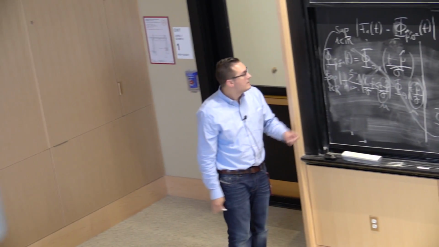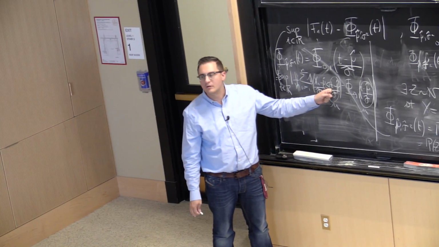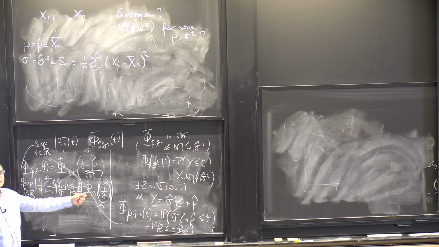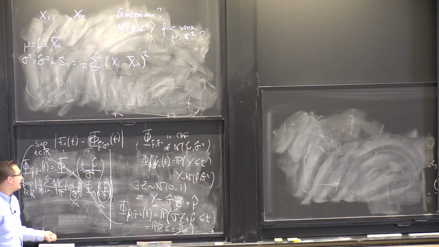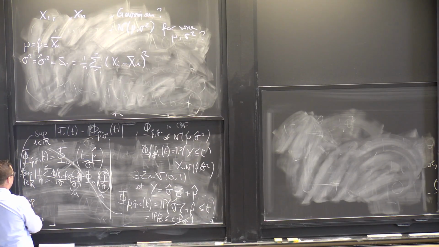OK? So now what it means is that supping over t, when t ranges from negative infinity to plus infinity, then u ranges from negative infinity to plus infinity, right? So this sup in t, I can actually write as a sup in u.